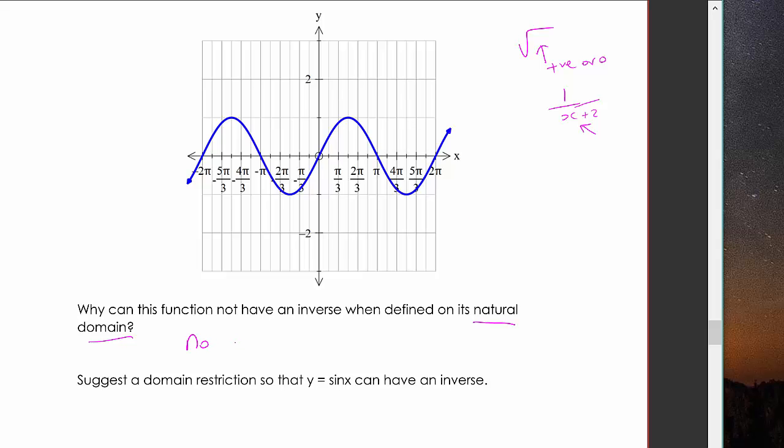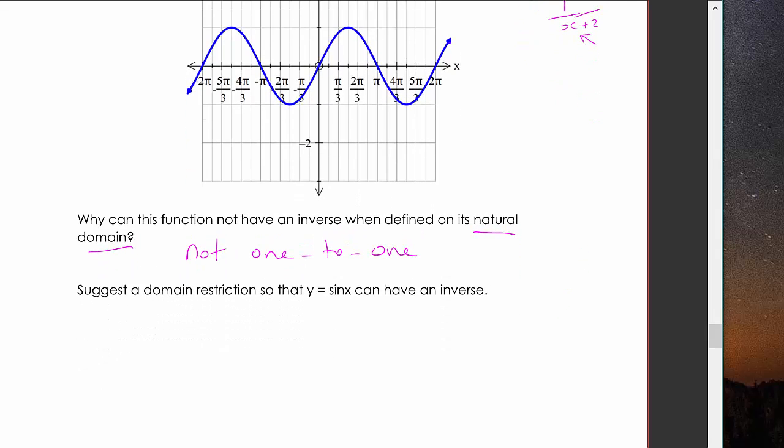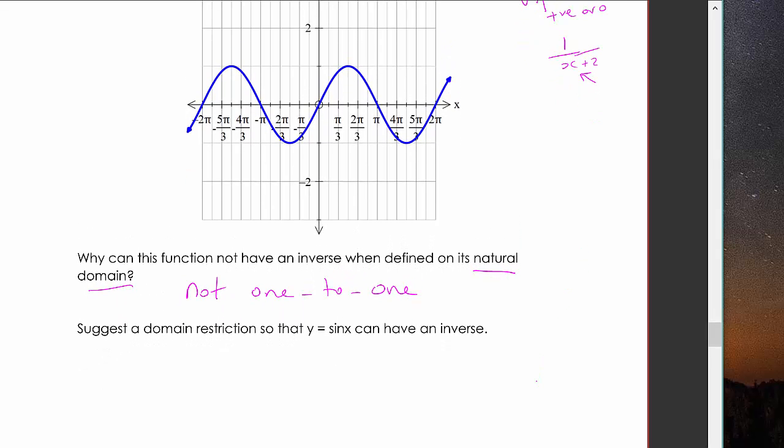The answer here, though, is it's just not 1 to 1. Or you could equivalently say that it's many to 1. So suggest a domain restriction so that it can have an inverse. Well, we saw one such before, which goes from negative pi by 2 to pi by 2. So if I do that, I've then got a 1-to-1 function.